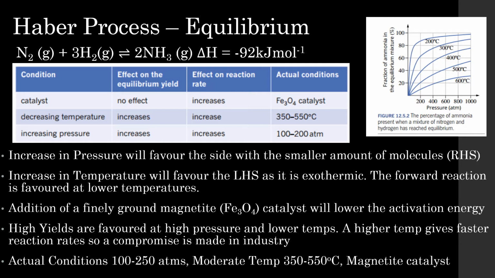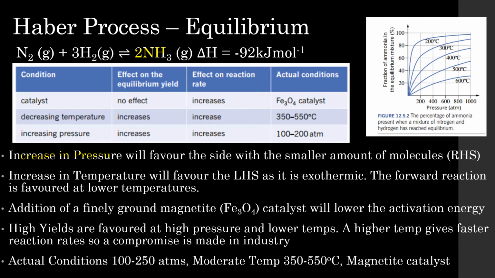If we have a look at the effect of pressure, what will pressure do? It will favour, so if I increase the pressure, the system will react against that stress, according to Le Chatelier, to go to 2 gas particles rather than 4. It's going to favour the side with the smaller amount of molecules. So that's the right-hand side. So increasing pressure will favour the formation of the right-hand side. So it's going to drive the reaction forward.